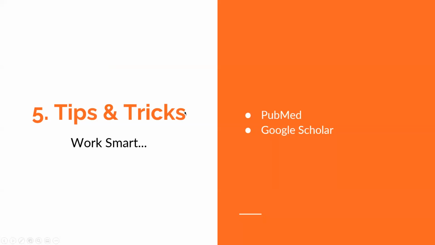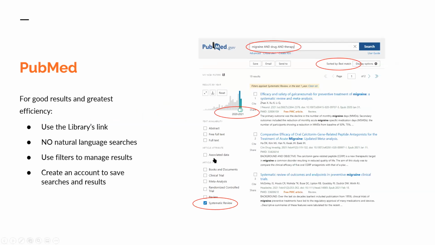So our fifth and final part shares some tips and tricks for efficiently using popular sources, PubMed and Google Scholar. I think everybody's familiar with those two. PubMed is the premier resource in medicine and the biomedical sciences. It's comprised of more than 30 million citations with publications being added every day.